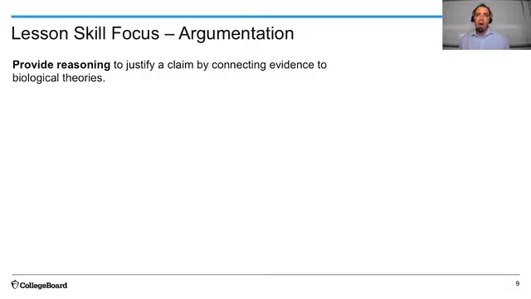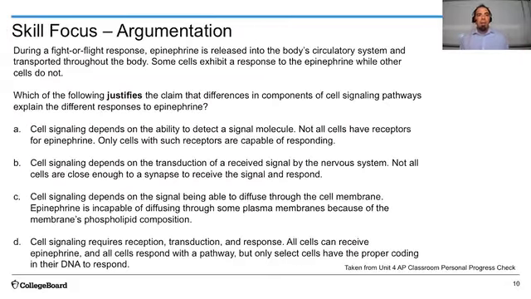Lesson skill focus, argumentation. We're going to provide reasoning to justify a claim by connecting evidence to biological theories. Again, reasoning to justify a claim. So here's our argumentation question. Again, it's a multiple choice. During a fight or flight response, epinephrine is released in the body's circulatory system and transported throughout the body. Some cells exhibit a response to the epinephrine while other cells do not. This question should sound kind of familiar. Which of the following justifies the claim that differences in components of cell signaling pathways explain the different responses to epinephrine?